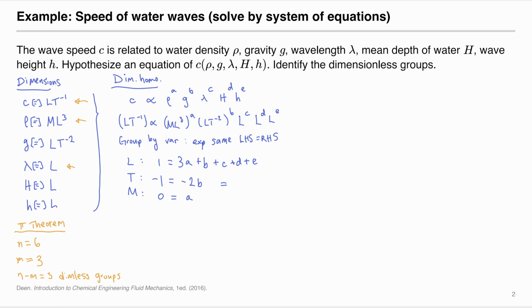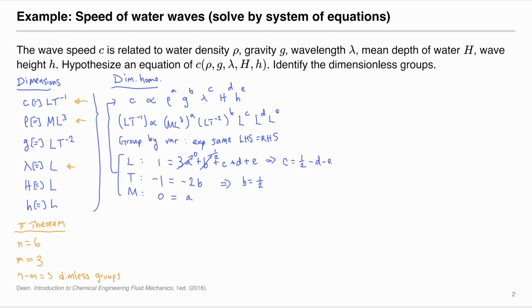So I can solve for this. b is equal to 1 over 2. And for the first equation, I can solve for c. a is 0 and b is 1/2. Move the 1/2 to the left: 1 minus 1/2 is 1/2. And move d and e to the left, so minus d minus e. So now I can substitute all these back into the original equation.